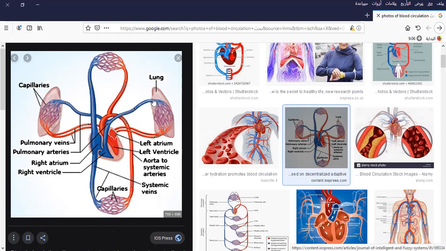Okay, nice. In the lung the blood will be oxygenated. What does oxygenated mean? See, the blood enters blue in the lung and comes out red. Why? Because the blood in the lung will undergo gaseous exchange, as I told you in the respiratory system. The blood will expel carbon dioxide and it takes oxygen from air. So the blood comes out as oxygenated blood.